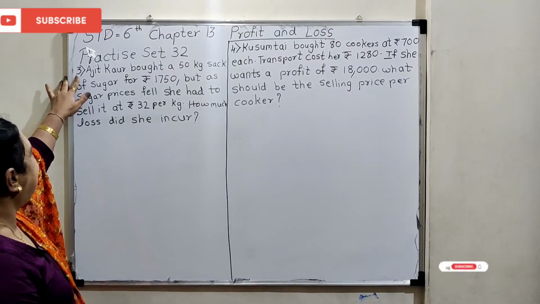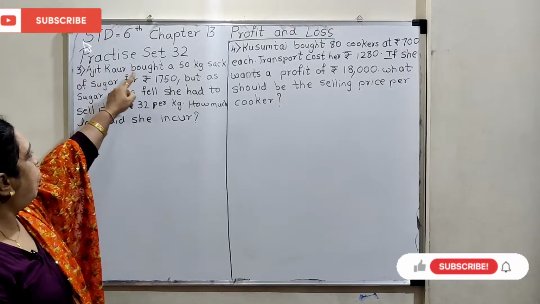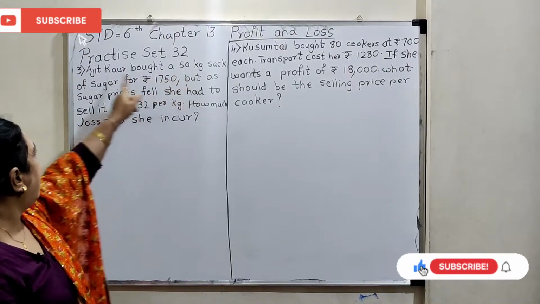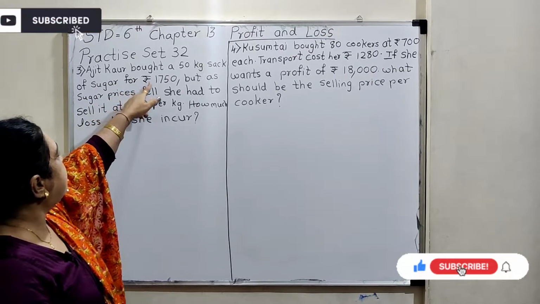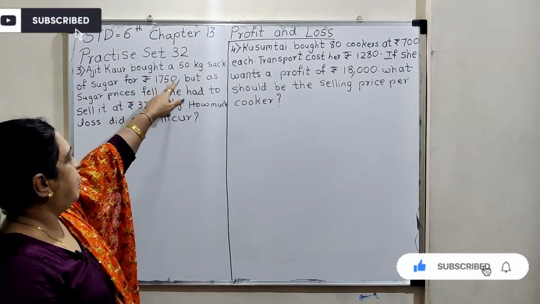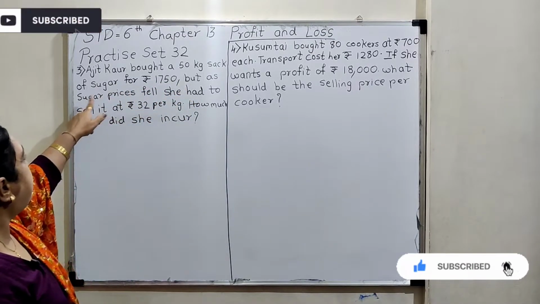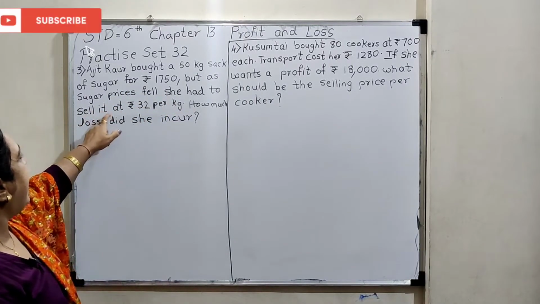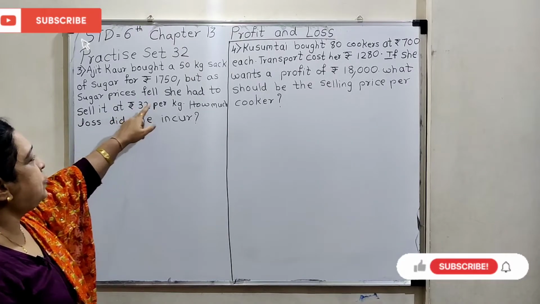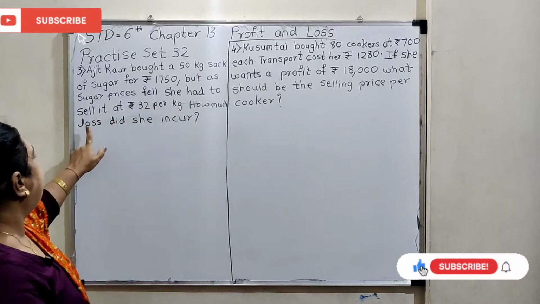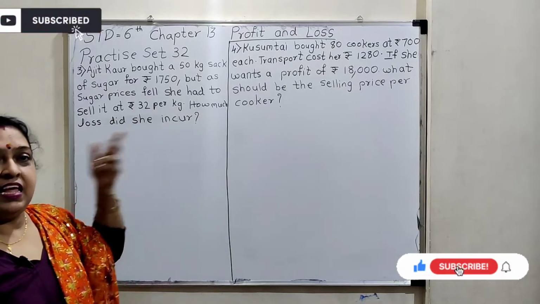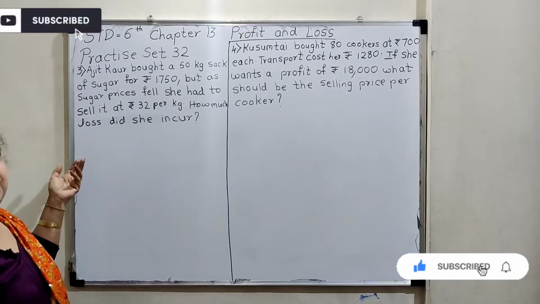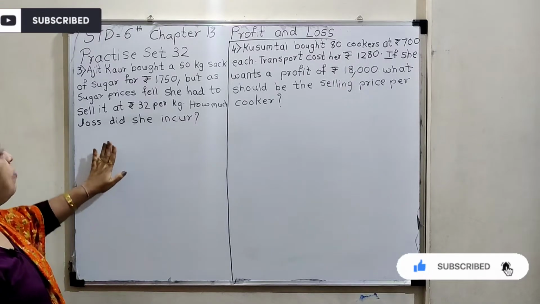Now we'll solve sum number 3. Ajit Kaur bought a 50 kg sack of sugar for rupees 1,750. But as sugar prices fell, she had to sell it at rupees 32 per kg. How much loss did she incur? They have straight away told us she has made a loss. But we have to find out how much loss.